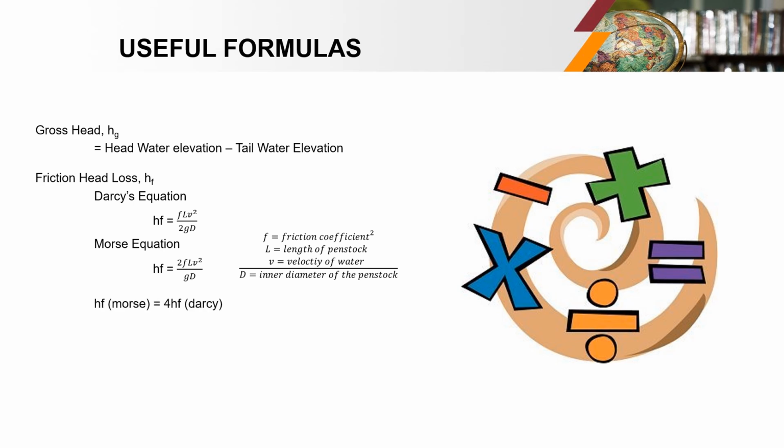Okay? So, ang Morse's equation for frictional head loss is equivalent to 4 times the Darcy's equation for frictional head loss. Okay? For the net head, ibig sabihin yung head na available, kasi binawas na natin yung gross head, okay?